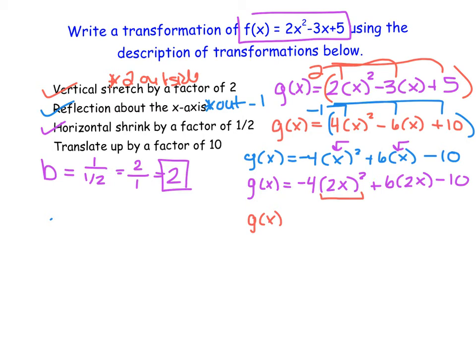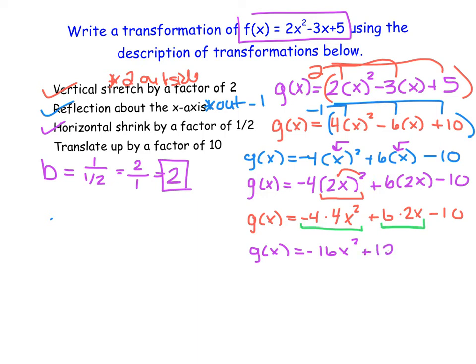becomes g of x is equal to 2 squared is 4, so that becomes 4, and then the x is squared. Plus, this becomes 6 times 2x, and then minus the 10. So if we then multiply these together and multiply these together, we end up with g of x is equal to a negative 16x squared plus 12x minus 10. So that does take a little bit of work when you have a horizontal stretch or shrink, especially with this first piece here where you have to square the number that is inside there with x.